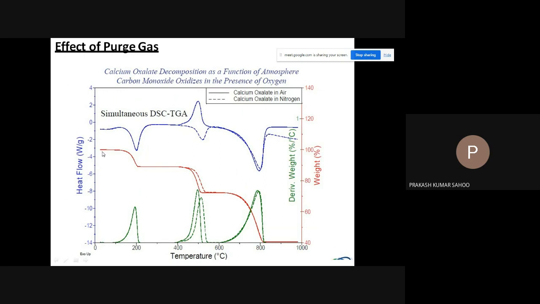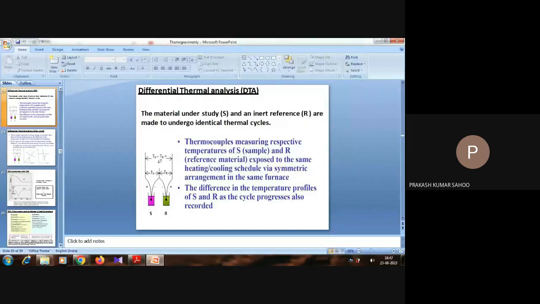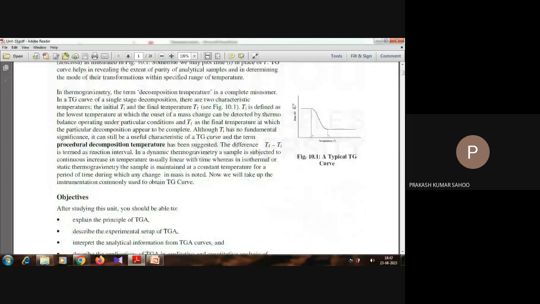That is for your calcium oxalate monohydrate. This is the loss of water, loss of carbon monoxide, loss of carbon dioxide here. Then we have differential in the next part. So let's have the PDF first. So this is the plot in your DTG PDF, and the change in temperature is the final temperature minus initial temperature.